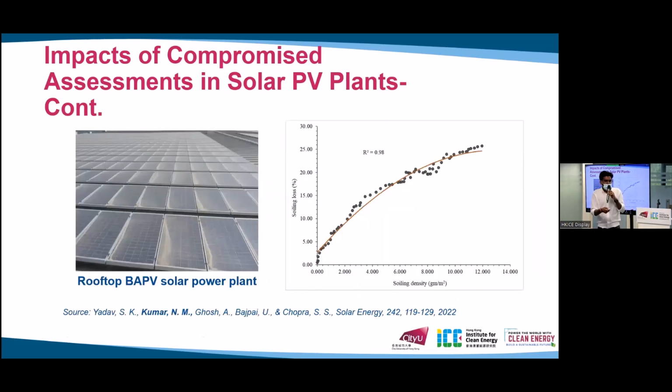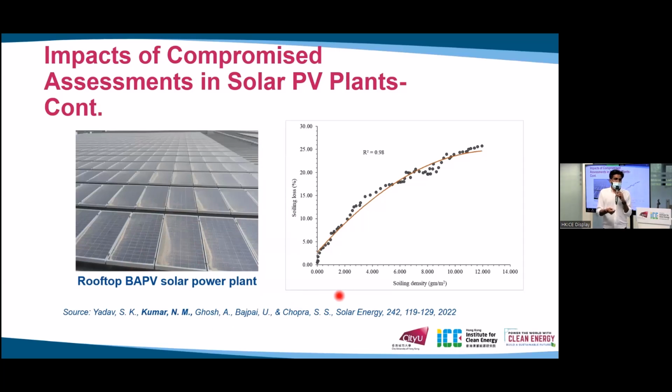Now, we have seen a similar thing with a different parameter that affects the performance in a rooftop BIPV solar power plant. BIPV is a building-attached solar power plant. In most urban areas or even rural areas, soiling is a major factor, the aerosol movement. These aerosols accumulate on the solar panels, and because of this, there are soiling losses. The soiling losses directly account on the energy production itself.